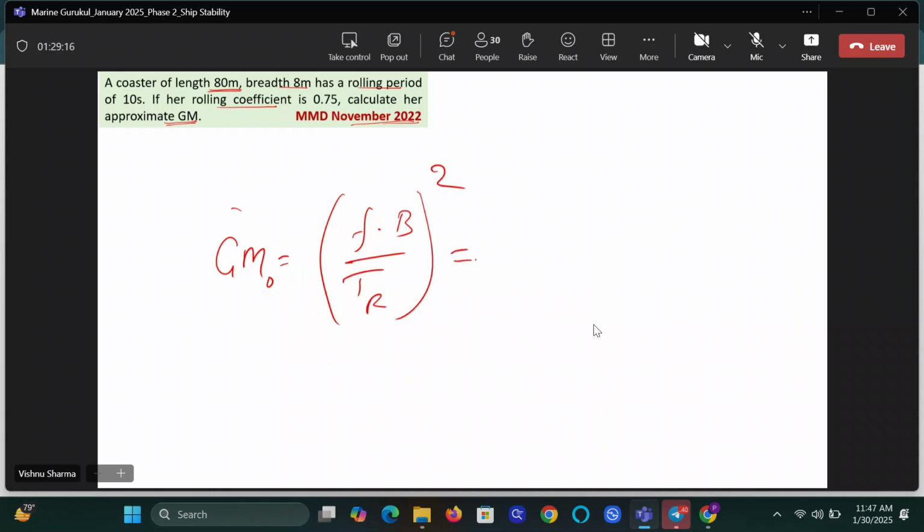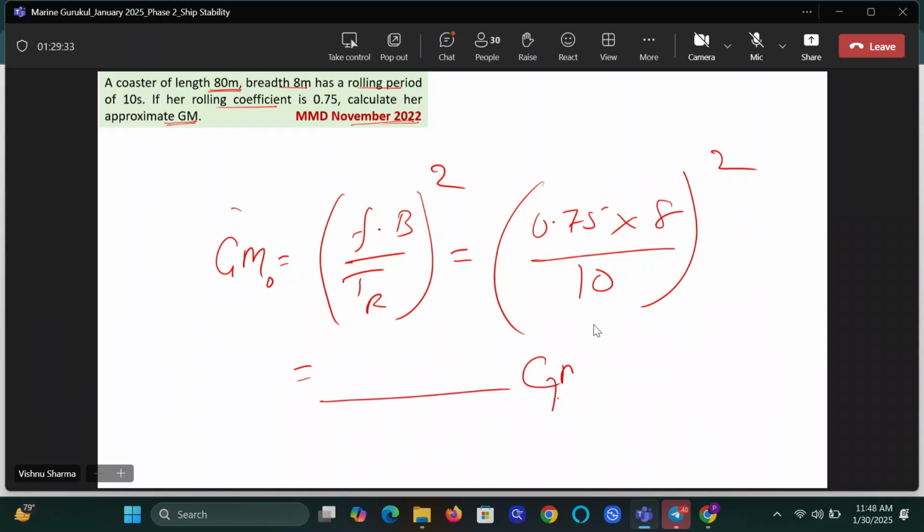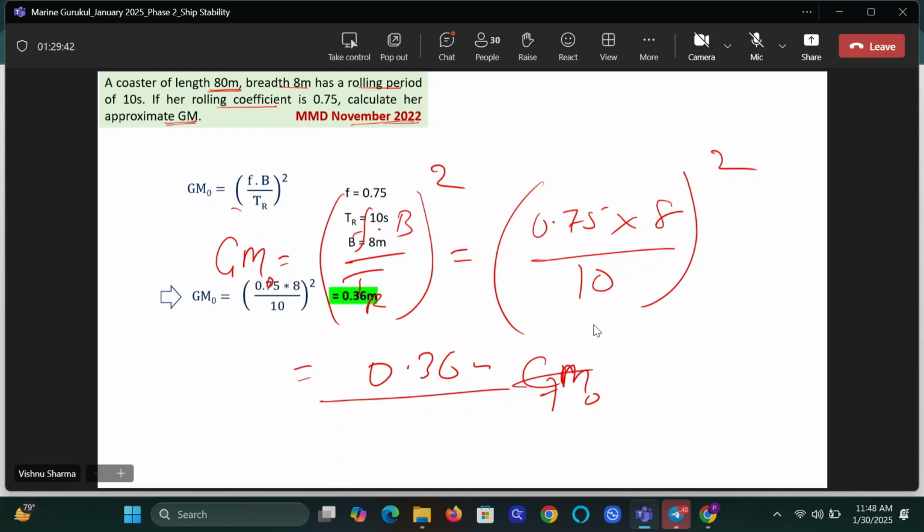Am I right, guys? Yes or no? Correct? Yes, sir. So 0.75 is the rolling coefficient, breadth is 8 meters and TR is 10, whole square. How many meters is the GM initial, guys? 0.36. 0.36 meters is the initial metacentric height. Yes, 0.36, correct. So guys, don't get distracted by 80 meters here.